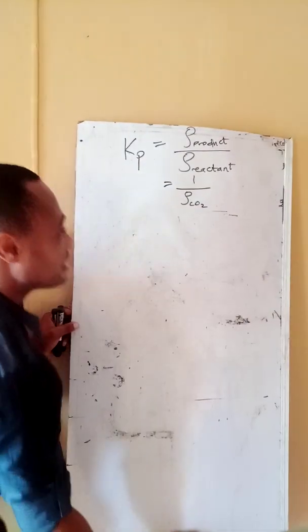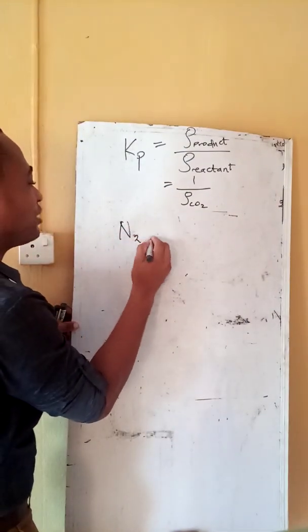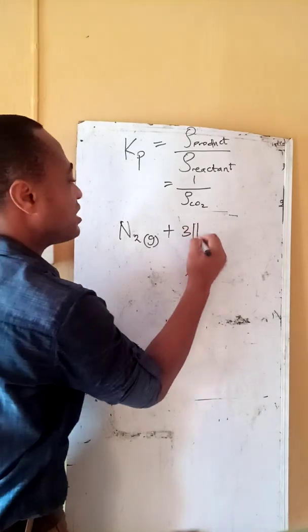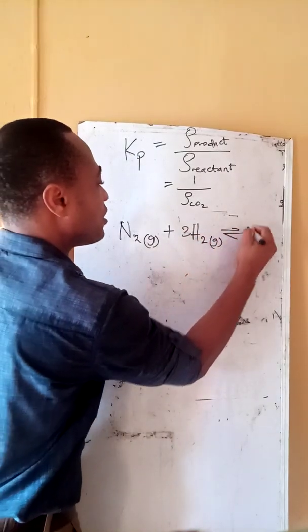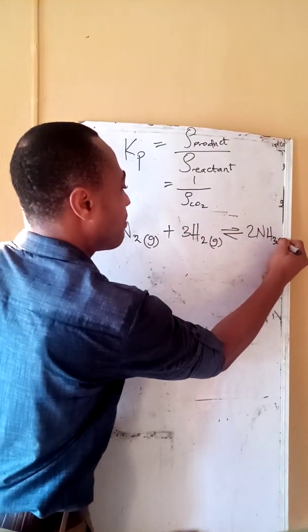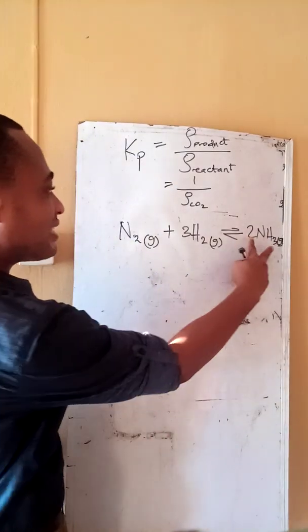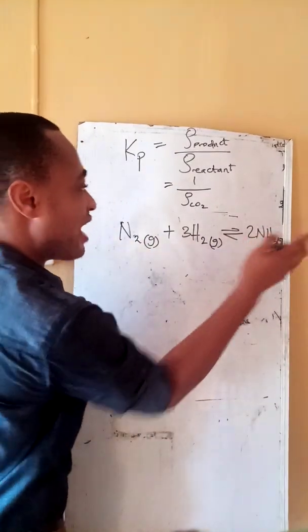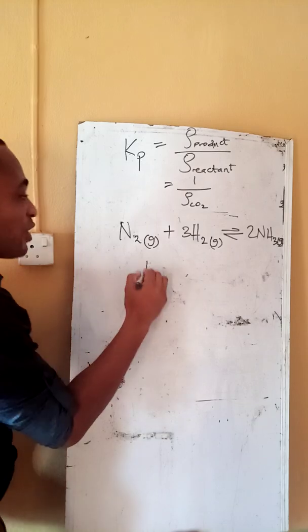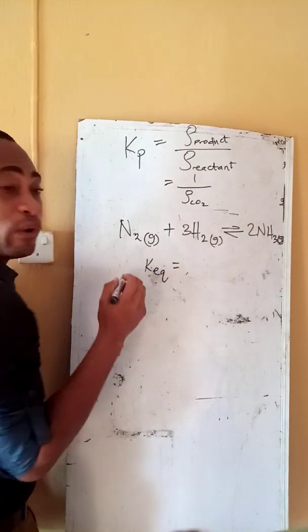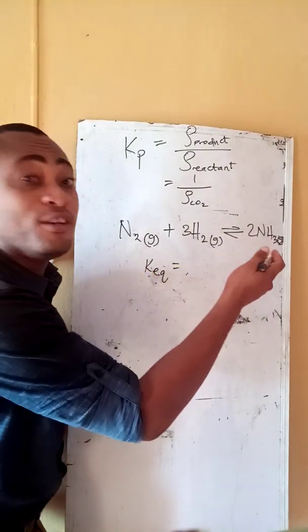Let me quickly write this out. What if you had this? Let me just finally put this. I have nitrogen gas plus hydrogen gas to give me ammonia, the production of ammonia. What if I had this? Balanced, right? Hydrogen 6, nitrogen 2, yes. They are all gases. So if I'm going to write the equilibrium constant for molar concentrations, what will I do?